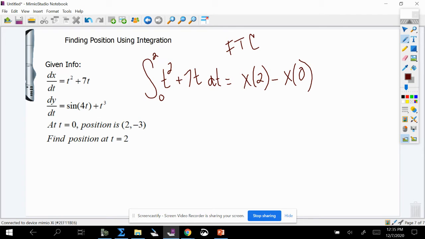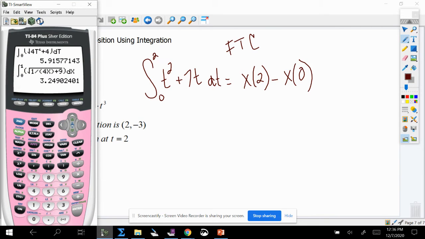Here's where having a calculator makes it so much easier. If you didn't have a calculator, you would actually have to integrate this by hand, have a plus c when you're done integrating, and then use your initial information to find c, and then go back and find the position. But a calculator is going to really streamline that process. So you're going to go to your calculator, you're going to do math 9, and you're going to evaluate this definite integral. So 0 to 2, t squared plus 7t. And that's going to give you 16.6 repeated.